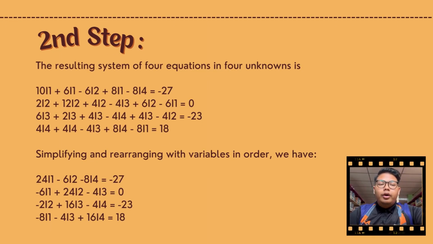So after we get all the equations, we need to simplify and rearrange the variables in order. The final answer will be 24I1 minus 6I2 minus 8I4 equals negative 27. For the second circuit, it will be negative 6I1 plus 24I2 minus 4I3 equals 0. The third one, negative 2I2 plus 16I3 minus 4I4 equals negative 23. And the last one, the fourth circuit, will be negative 8I1 minus 4I3 plus 16I4 equals 18.